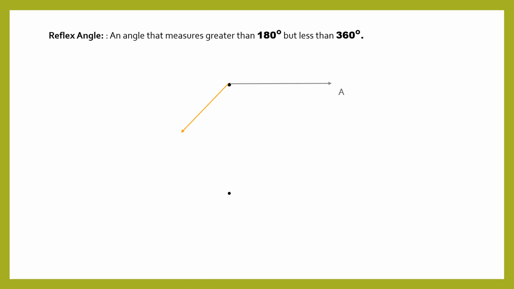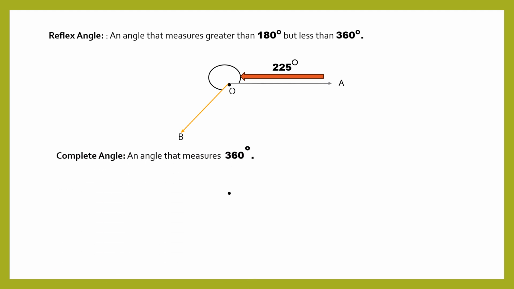Next, we have the reflex angle. A reflex angle is an angle that measures greater than 180 degrees but less than 360 degrees. In the figure below, you will see that the angle BOA is greater than 180 degrees, that is 225 degrees.